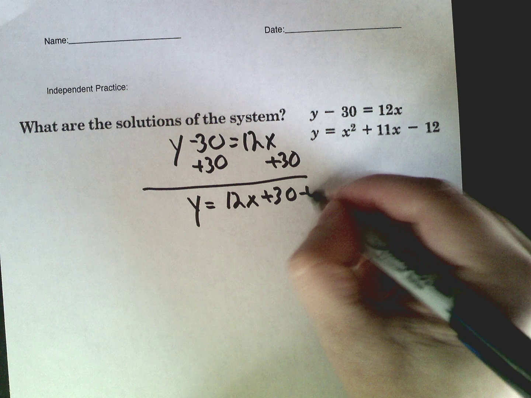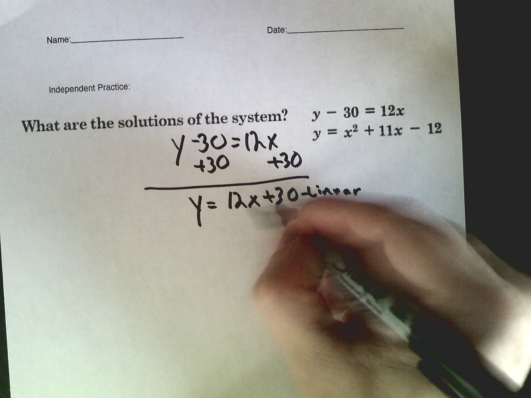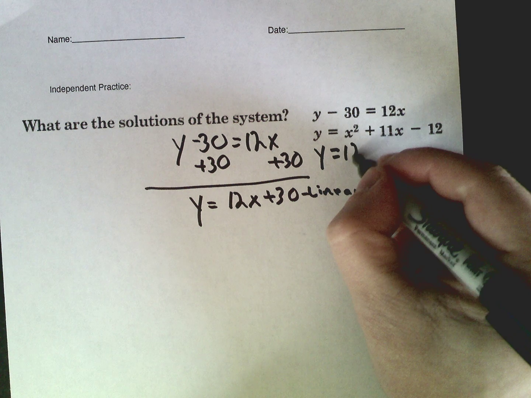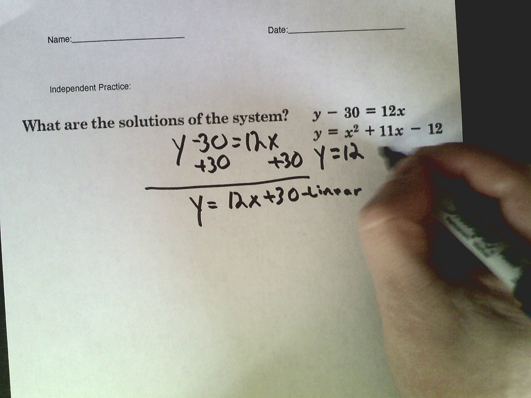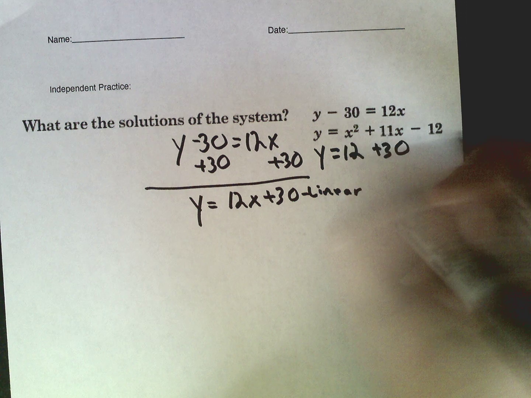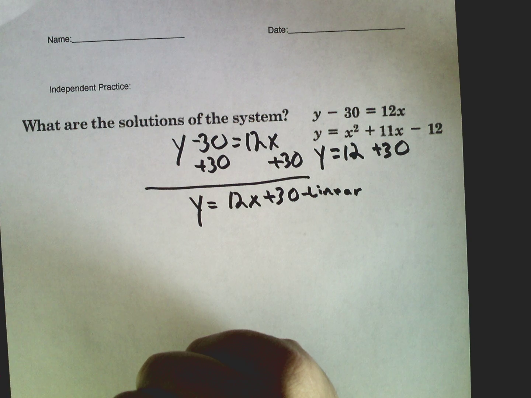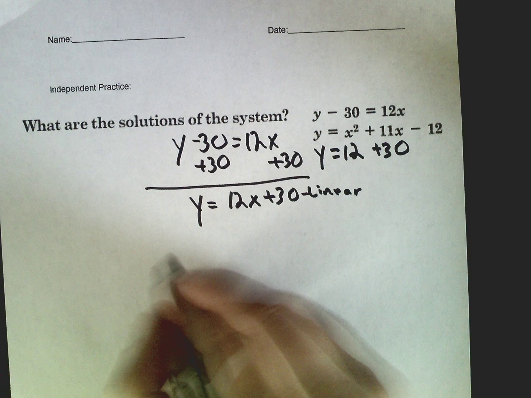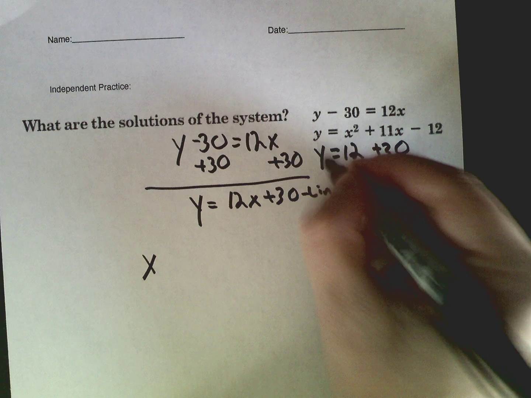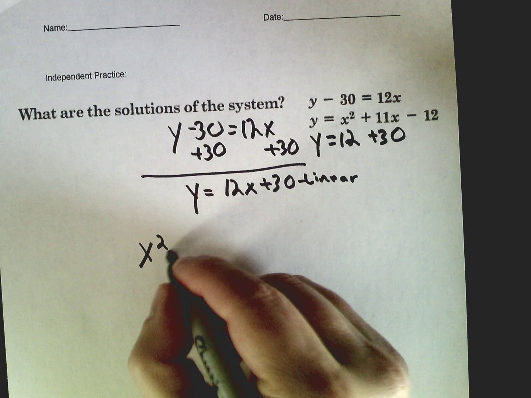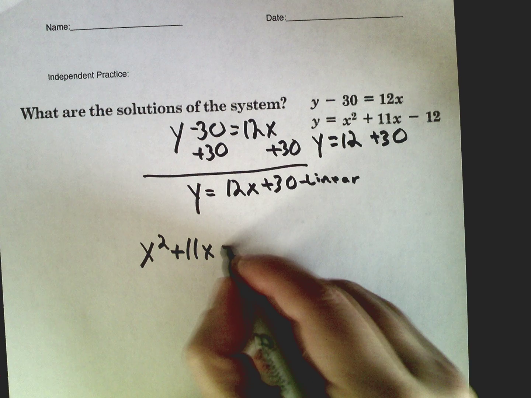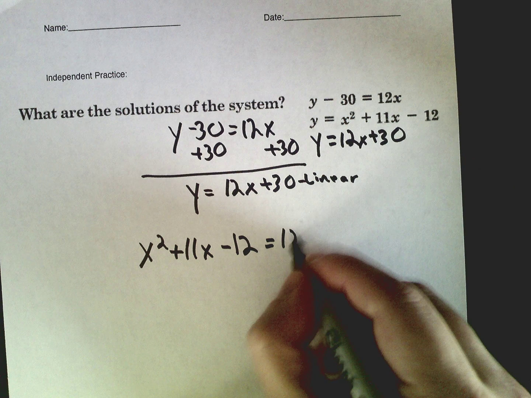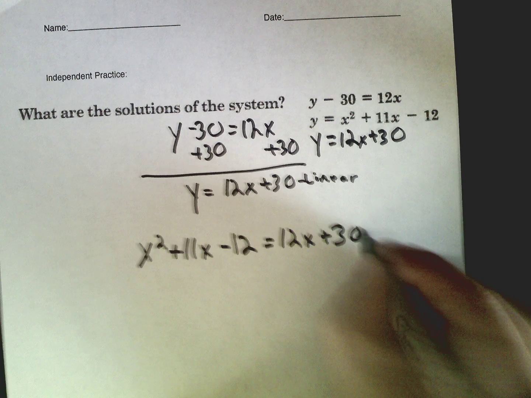My linear, mx plus b. Here's my quadratic, so I have them both now. 12x plus 30. These both equal y. This equals y and this equals y. All right, so I'm going to write it another way. If they both equal y, they're equal to each other. x squared plus 11x minus 12 equals 12x plus 30.